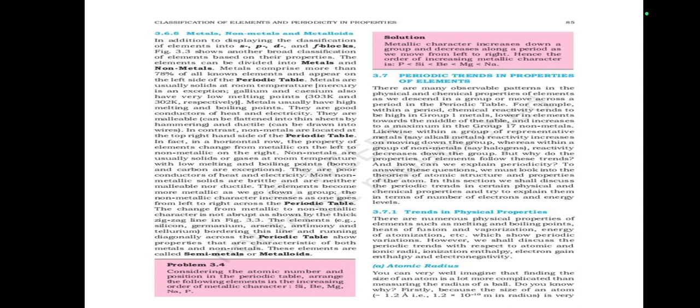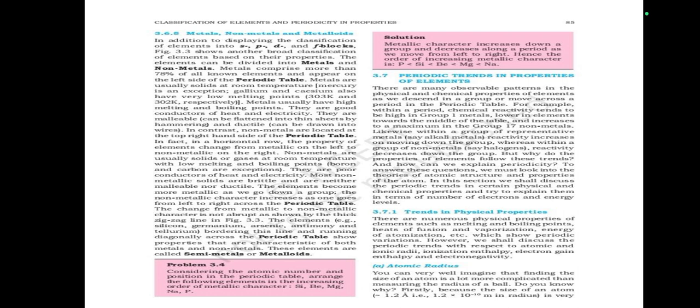Trends in physical properties. There are numerous physical properties of elements such as melting and boiling points, heats of fusion and vaporization, energy of atomization, etc., which show periodic variations. However, we shall discuss the periodic trends with respect to atomic and ionic radii, ionization enthalpy, electron gain enthalpy, and electronegativity. Atomic radius. You can very well imagine that finding the size of an atom is a lot more complicated than measuring the radius of a ball.